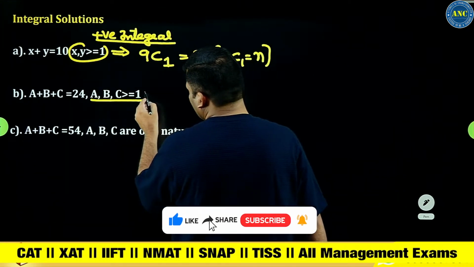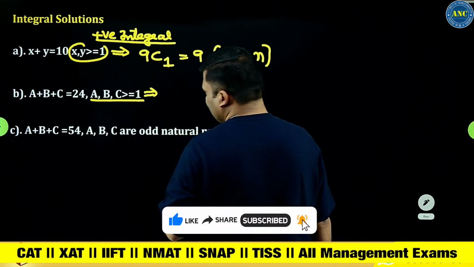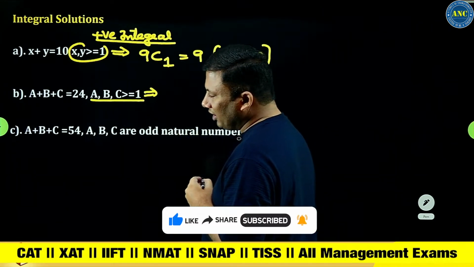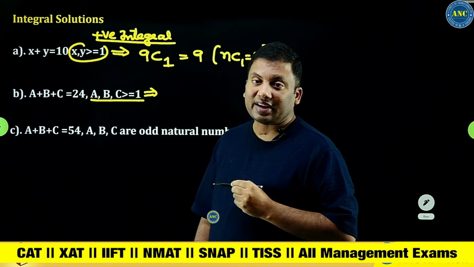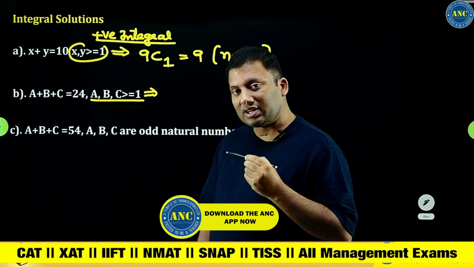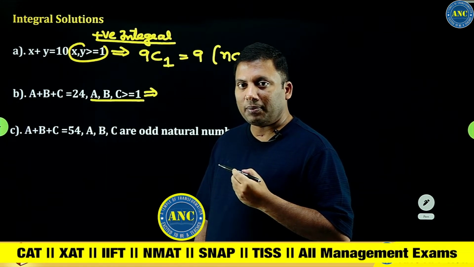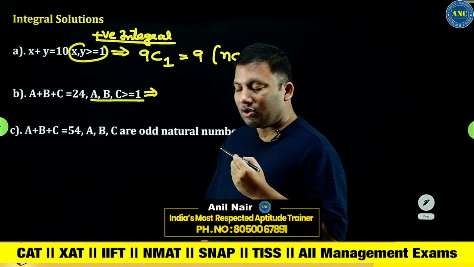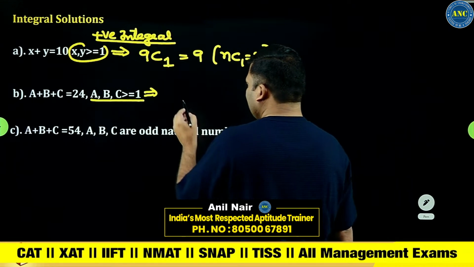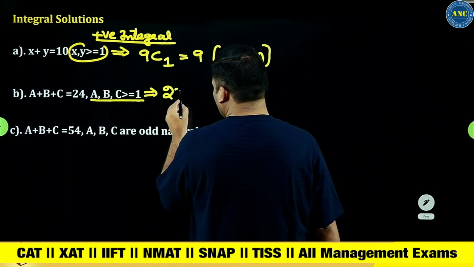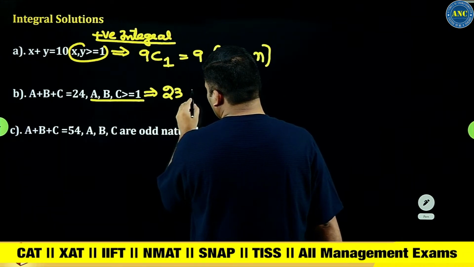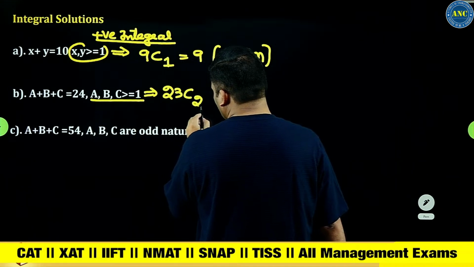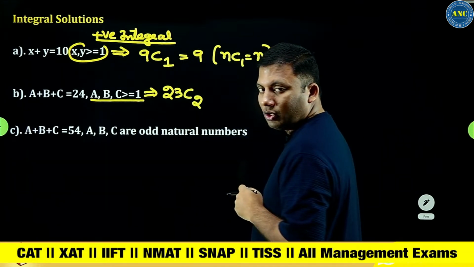A plus B plus C is equivalent to 24, with A, B, C greater than or equivalent to 1. All are starting from 1, so it is a positive integral solution. 24 balls are there, which means 23 gaps will be there. On the left hand side, 3 variables are there, so we need 2 cuts.